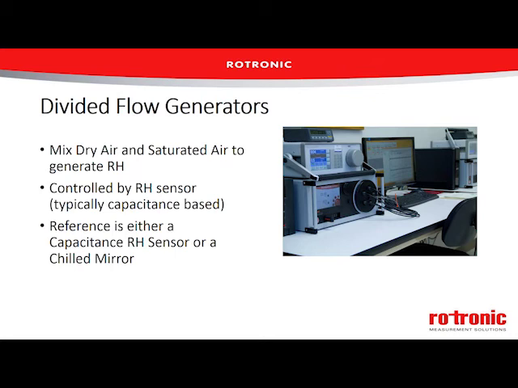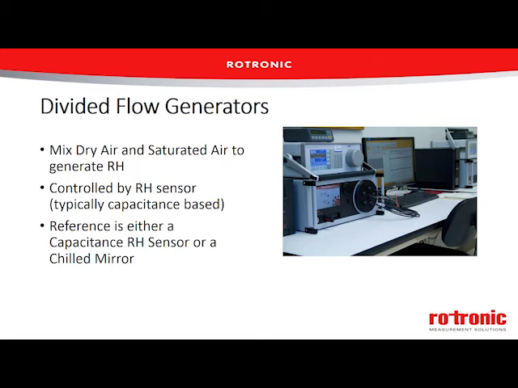The next technology to look at is the divided flow generators. In these generators, they essentially have a capacitive RH sensor in them typically, and that's used to control the environment. It's looking to see, okay, what is my humidity in here above or below my set point? And depending on that decision, it will run air either through a humidification process or a dehumidification process until the chamber comes to the right relative humidity. And in doing that, these chambers can be very quick to respond.